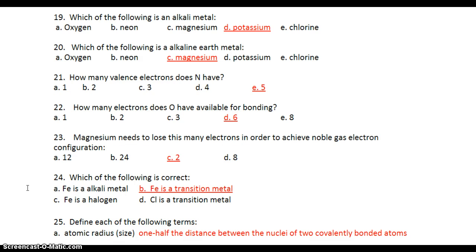is that valence electrons are the electrons in the highest occupied or outermost energy level. For example, nitrogen, its complete electron configuration is 1s2, 2s2, 2p3. So even though it has a total of 7 electrons, there are only 5 valence electrons in its outermost energy level, which is the second energy level. The number of electrons available for bonding, which they ask about here in number 22 with oxygen, that's just another way to say valence electrons.